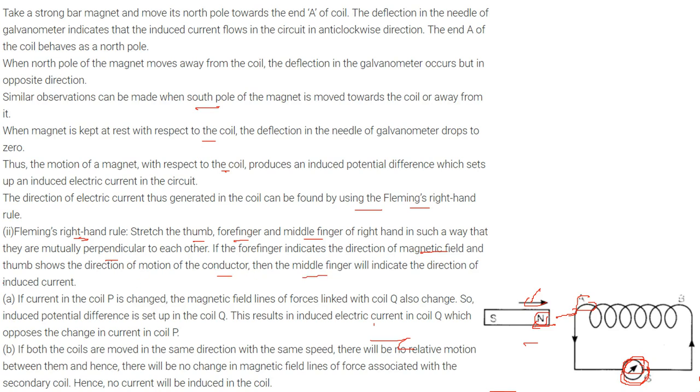As far as part A is concerned, if the current in coil P is changed, the magnetic field lines of force linked with coil Q also change. So an induced potential difference is set up in coil Q. This results in an induced electric current in coil Q, which opposes the change in current in coil P. In the second part, if both coils are moved in the same direction with the same speed, there will be no relative motion between them. Therefore, there will be no change in the magnetic field lines of force associated with the secondary coil. Therefore, no current will be induced in the coil.